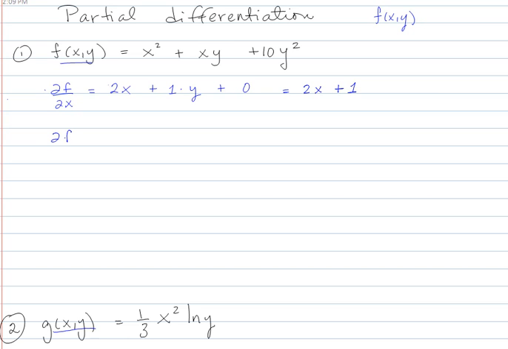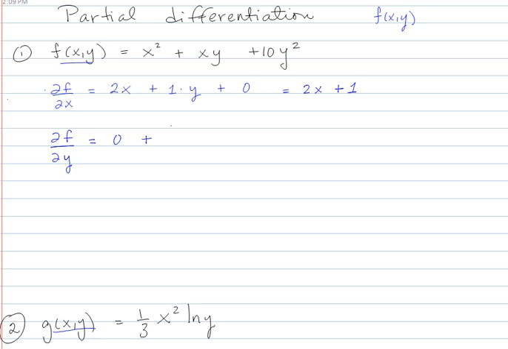If I want to differentiate now with respect to the variable y, then I'm going to think same but opposite. I'm going to think of x as a constant and y as my variable. So the first term here is a fully constant term. There's no y's involved in it, so my derivative there is 0.